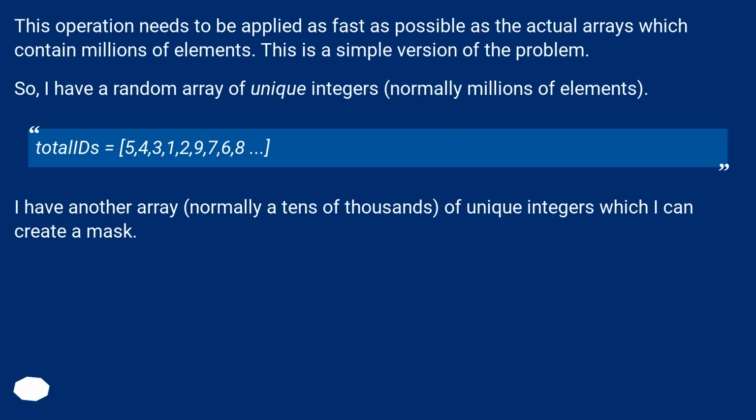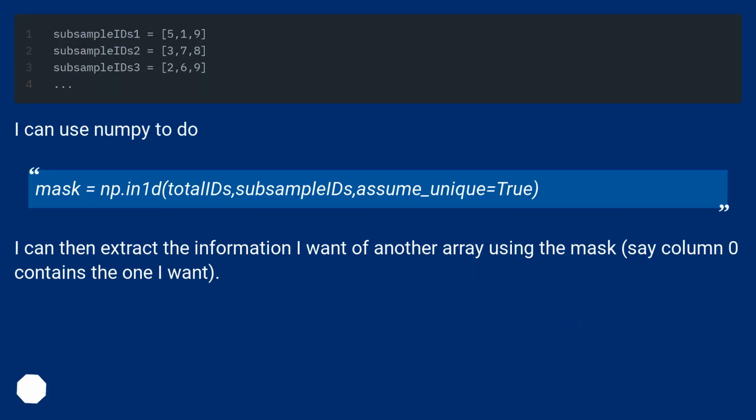Totalids equals 5, 4, 3, 1, 2, 9, 7, 6, 8. I have another array, normally tens of thousands of unique integers, with which I can create a mask. I can use numpy to do mask equals np.in1d(totalids, subsamplelids, assume_unique=True). I can then extract the information I want of another array using the mask, say column 0 contains the one I want.